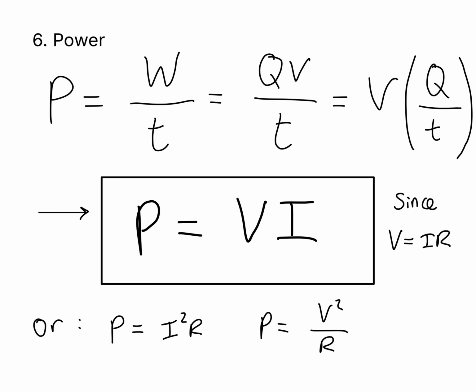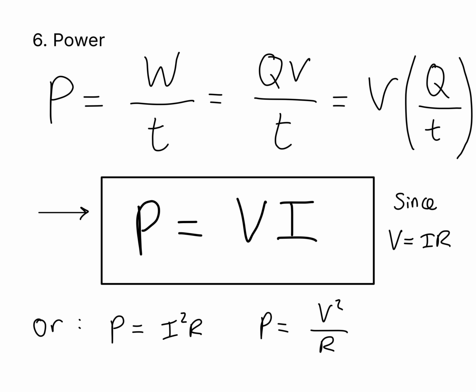Finally, power. Power is energy per second, so it's W over t, but W is QV, and Q over t is just the current, so power equals IV, current times voltage. Quick question. A lamp running at 4 volts, carrying 1 amp. What's its power? 4 watts, I times V.